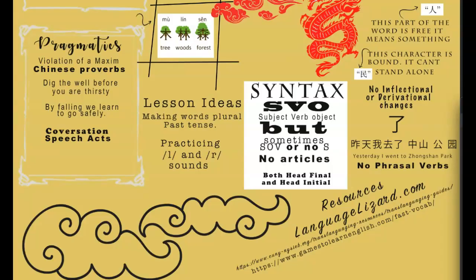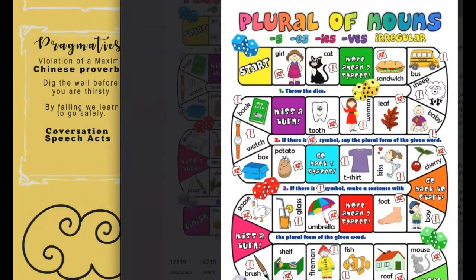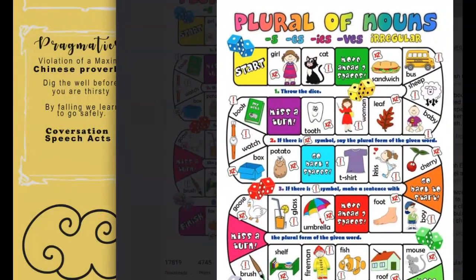All right, so some lesson strategies. I'm gonna just put this game up here. Mandarin speakers will have problems with their L and R sounds, like I told you before. They don't have these sounds in their language. And they will also have problems making words plural and past tense, as they don't have those as well. So this game right here, what you would do with them is you would roll a dice and say if they got a 2 and they landed on cat, they would make this plural. So this is a fun game for learning plurals.